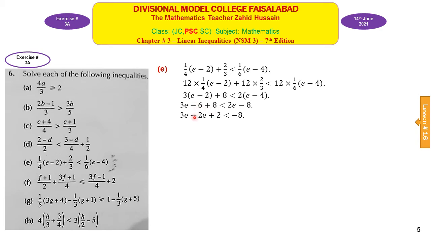We get 3e minus 2e, collecting this 2e to the left hand side. Minus 6 plus 8 is 2, and on the right hand side there is minus 8. 3e minus 2e is e, less than minus 8, and transfer this plus 2 from the left hand side to the right hand side. We get e is less than minus 10, and this is the answer.